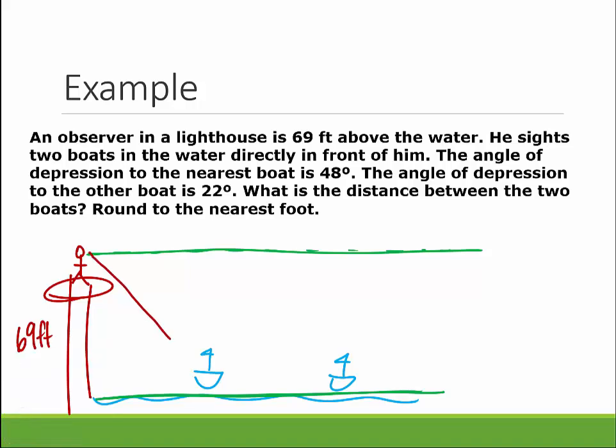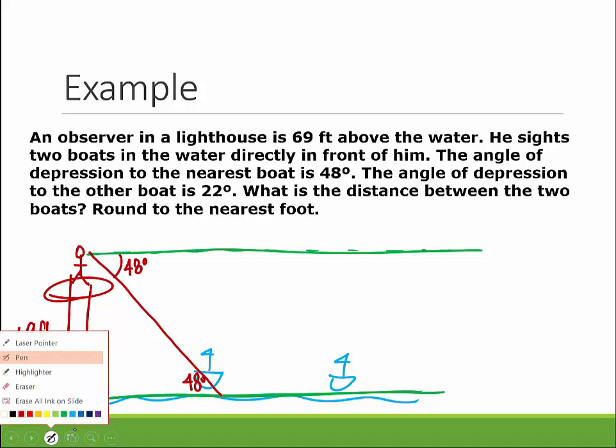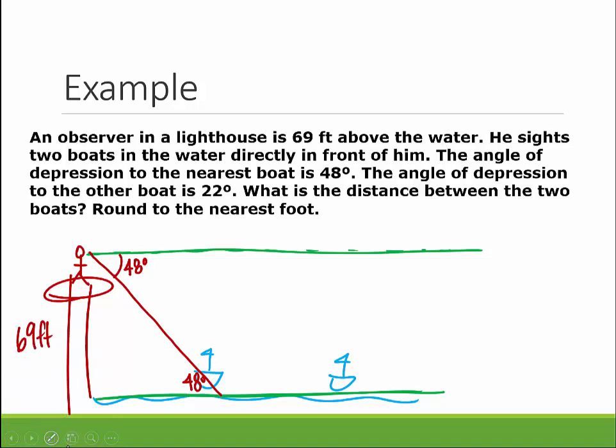So when we do this down to the nearest boat, this is 48 degrees. Now remember, that also makes this guy here 48 degrees. And that's useful because what we need to find is the distance that is right here from the lighthouse to the boat. So we can see that this makes a nice little triangle here. So again, we want to find opposite and adjacent, so lots of tangent stuff.